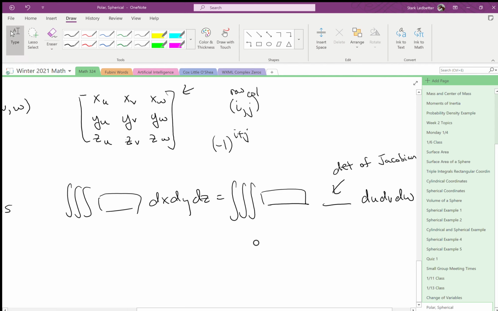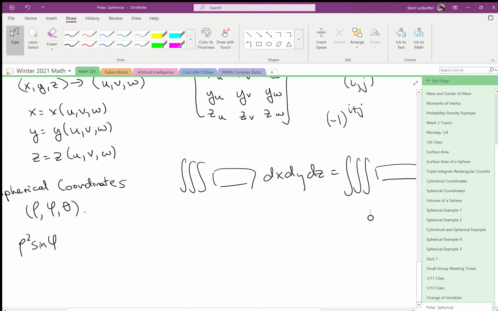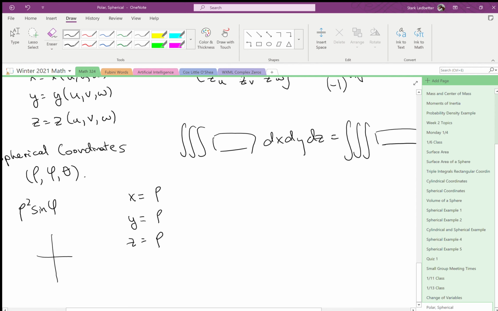Okay, so let's look at the spherical coordinates. So we said we have rho, phi, and theta instead of x, y, z. And then we need formulas for x, y, and z in terms of rho, phi, and theta, which we have. So rho, I actually re-derive this every time. I look in the x, y, z plane, and I think of phi as being that angle.